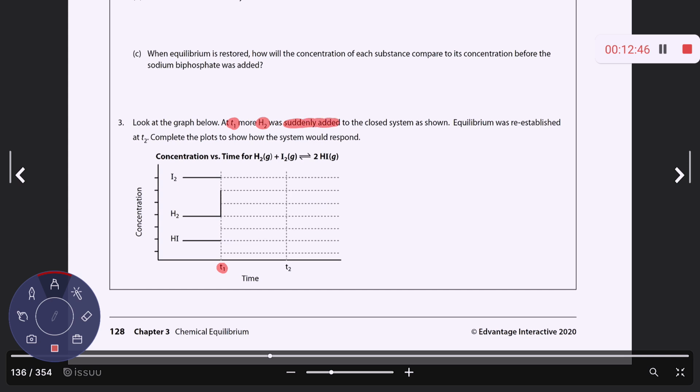H2 is suddenly added. So do you see how the concentration of H2 just kind of took a spike? So anytime you add something suddenly, you'll have that spike up. If you suddenly remove something, you'll have a spike down. Okay? Equilibrium is reestablished at T2. Complete the plots below. Okay. So if H2 is suddenly added, here's H2, I'm highlighting it in my reaction, and this is what you're adding. Anytime you add something, you shift to the other side. So which direction do I shift to?